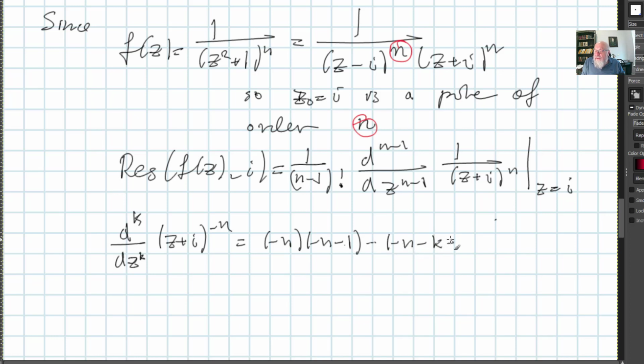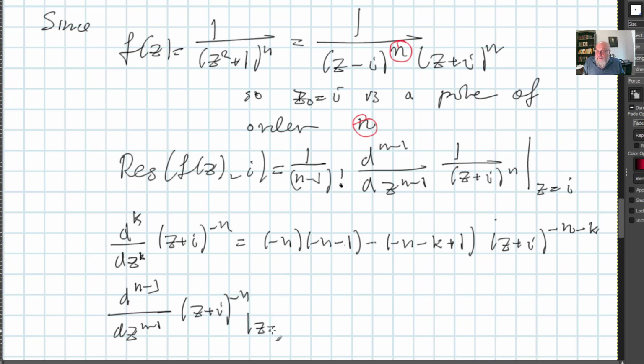What will be here? This will be z plus i to the power minus n minus k. So, okay, I have it. So this is d^(n-1) over dz^(n-1) of z plus i to the power minus n at the value z equal to i.